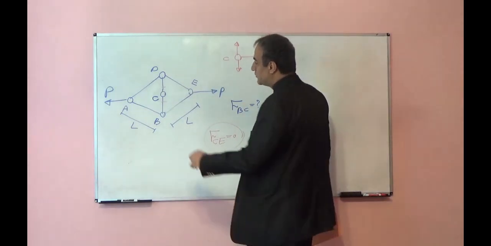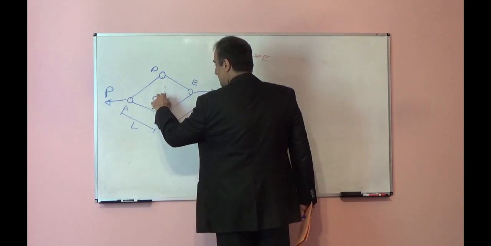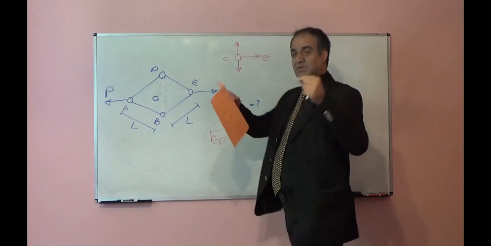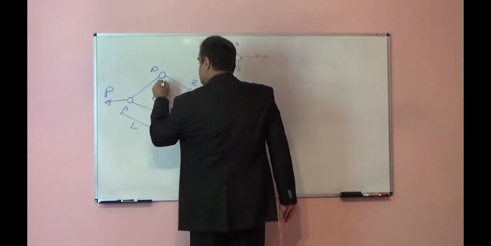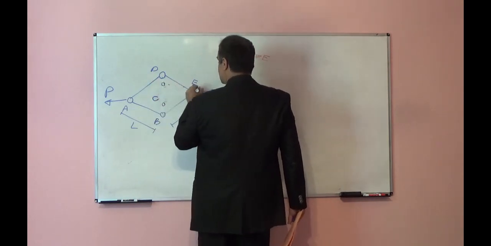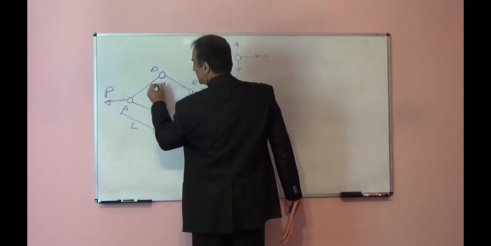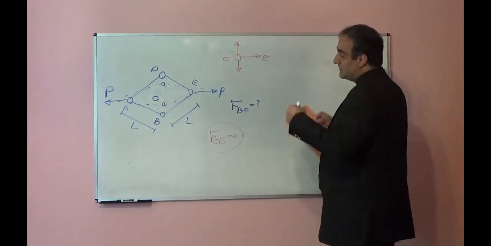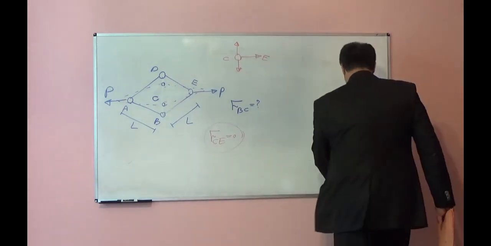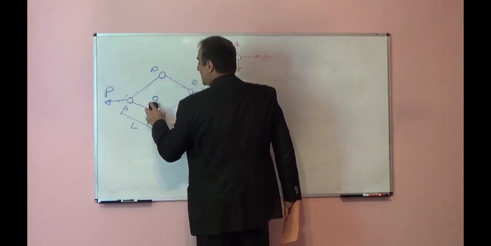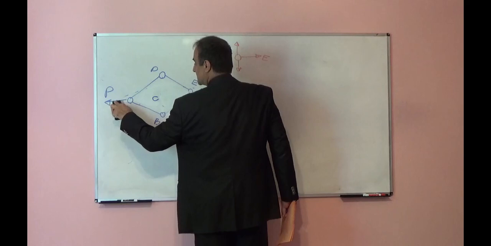Assume we don't have these members. If we apply this force, what will happen? If we pull like this, it is very clear the joint D will move down, joint B will move up, and it will deform like this. And the distance from A to E will increase. So if we remove those, we will have an unstable structure.